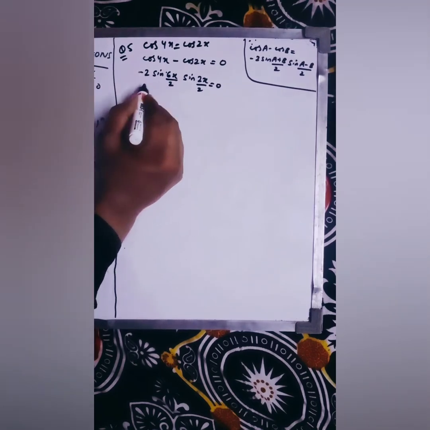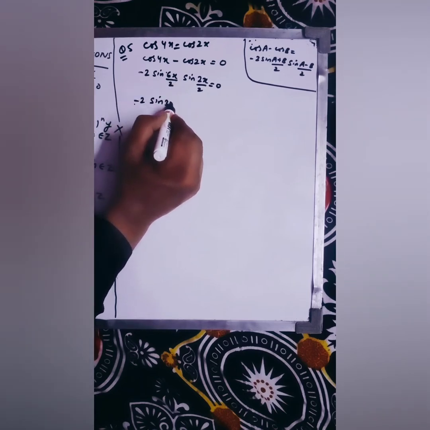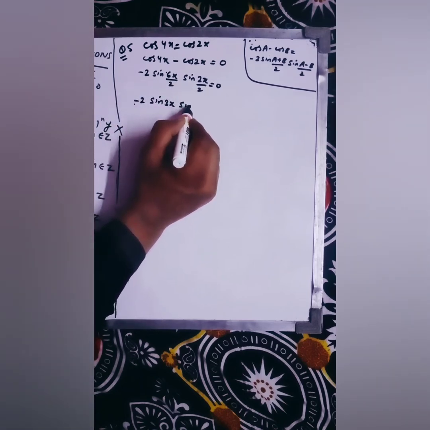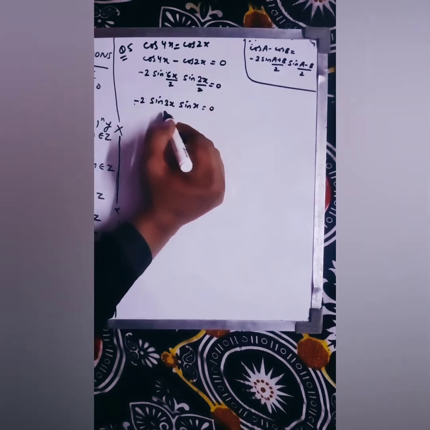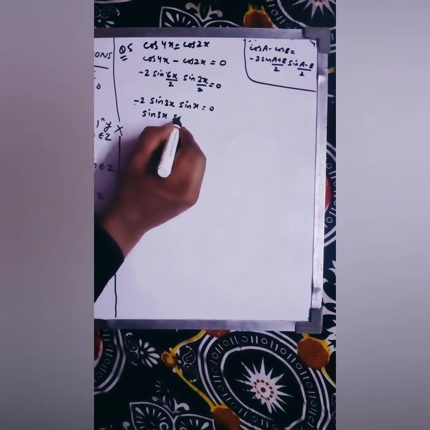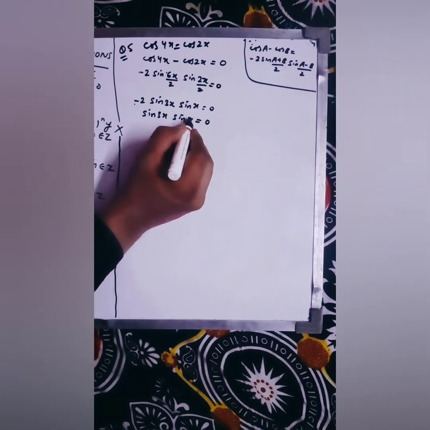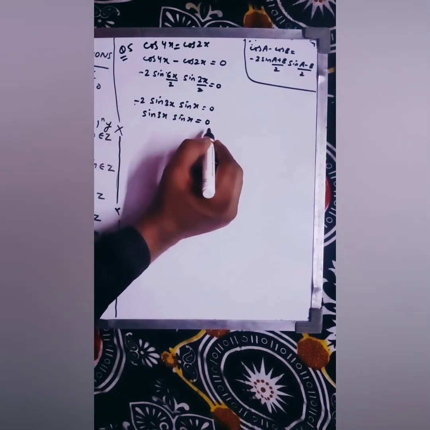Now the next step, this would be minus 2 sine 3x and then sine x, because this and this will cancel out, this and this will cancel out, and it will give you this. Now we can write sine 3x and sine x equal to 0, because when this minus 2 comes in the denominator of 0, it will be 0.